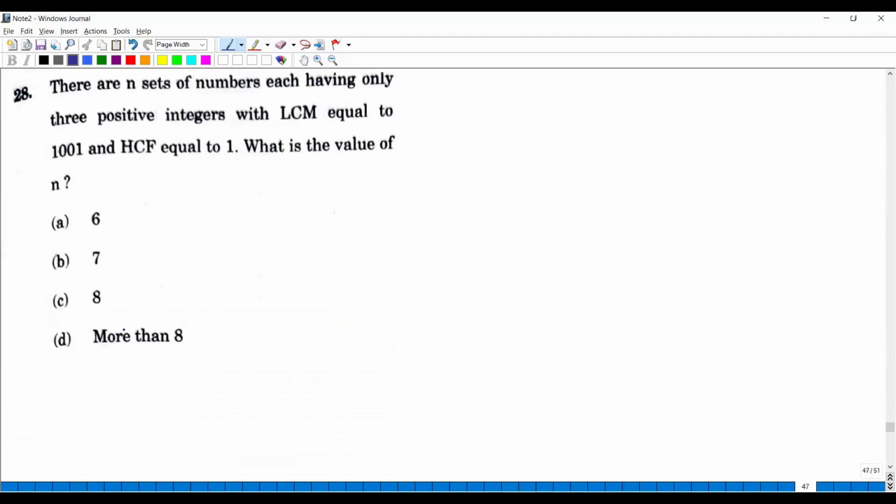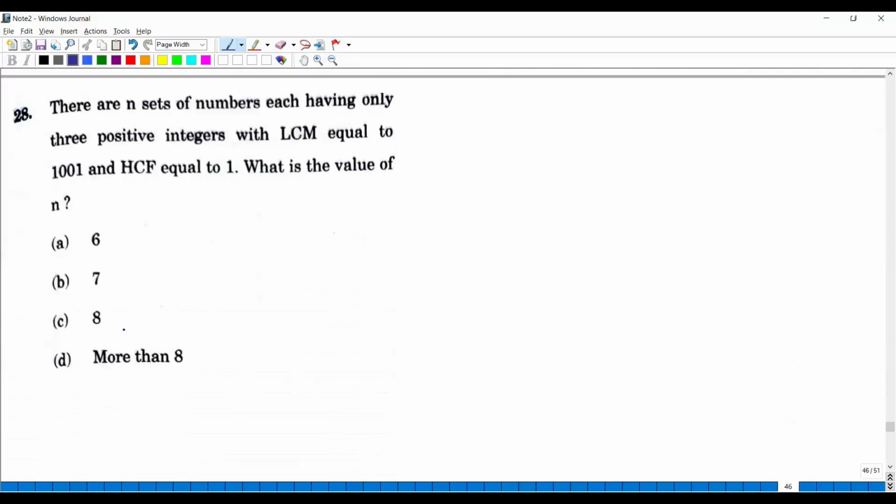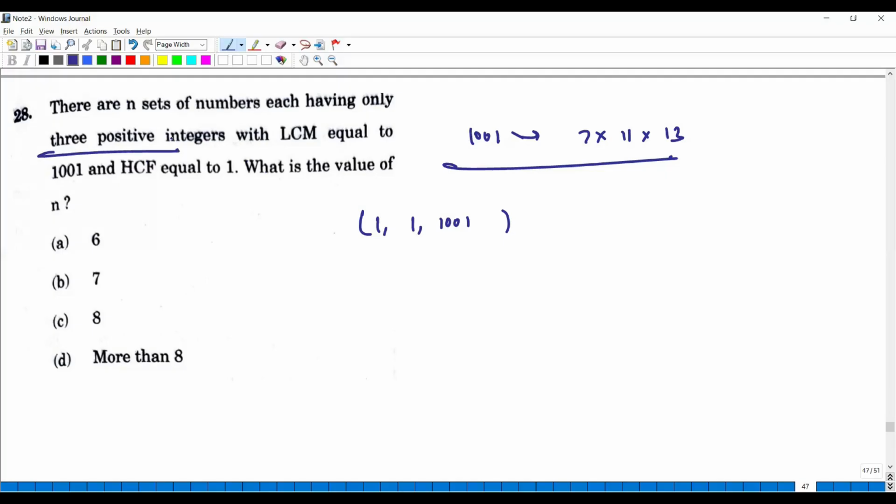There are n sets of numbers having only 3 positive integers with LCM equal to 1001 and the HCF equal to 1. See, 1001 is nothing but 7 into 11 into 13. You need 3 numbers in such a way that their HCF is 1 and their LCM is 1001. See, even if I take 1, 1, 1001, 3 positive numbers he mentioned, but whether they are the same or not, he didn't say. So LCM is still 1001, HCF is 1.